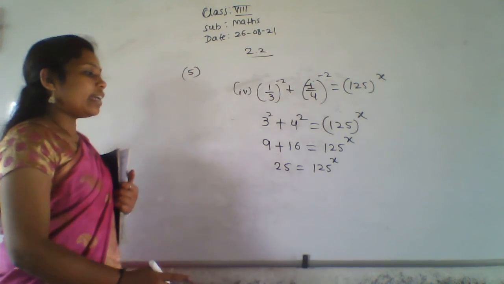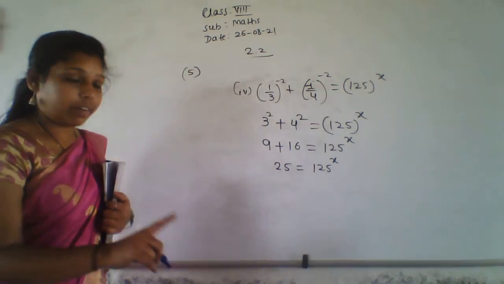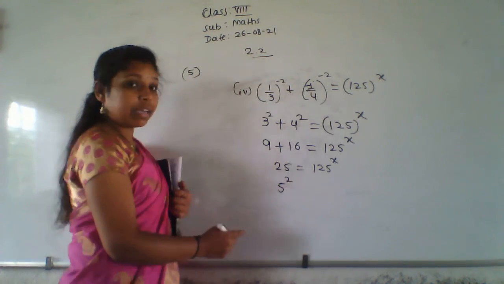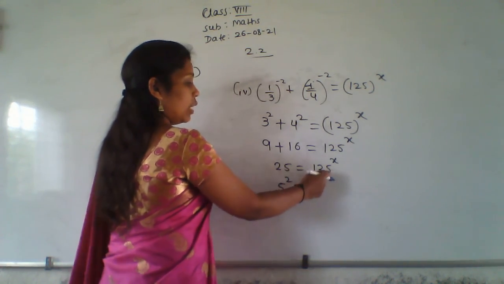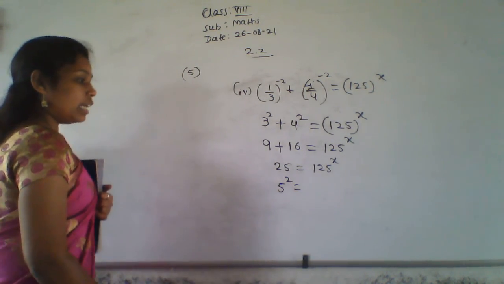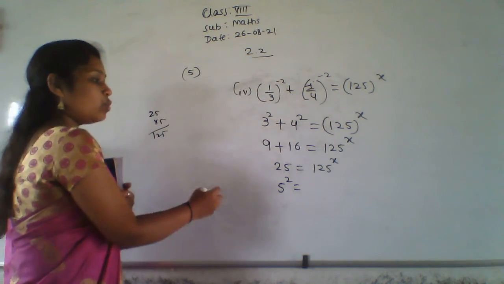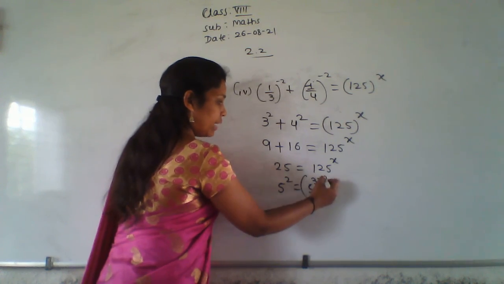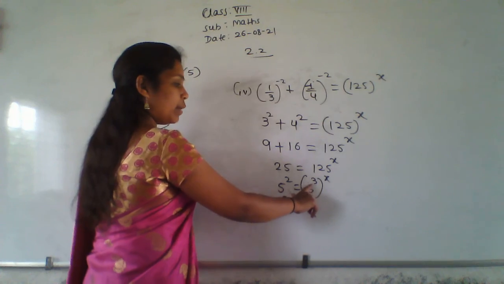So we can write 25 as well as 125 in the form of a 5 to the power, right? So 25 can be written as 5 to the power 2 because 5 into 5 is 25. Next, here 125. How will we write 125? 25 fives are how much? 125, right? So (5^3)^x we can write. Okay, 125 can be written as 5 to the power 3.